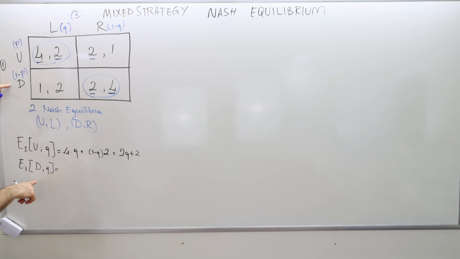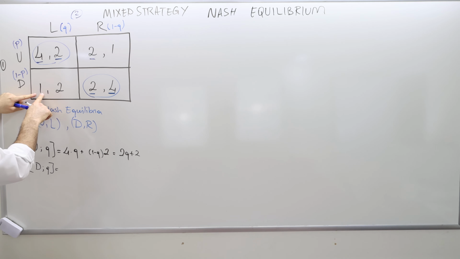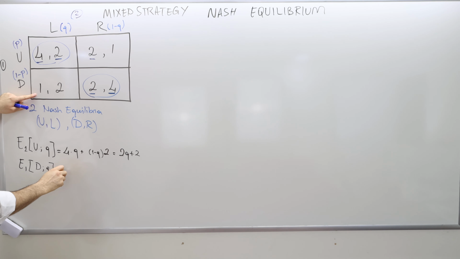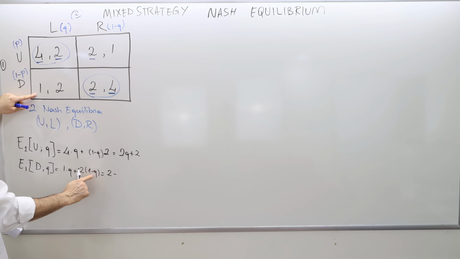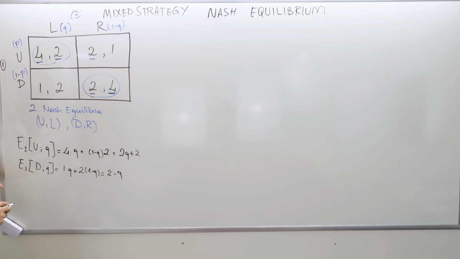So if the first player happens to play D, well, what would be his expected payoff? Well, it's either 1, which occurs only if player 2 plays left. So therefore, he's going to get 1 with Q probability and 2 with 1 minus Q probability. So it's going to be 2 minus 2Q plus Q, so it's going to be 2 minus Q. So these are the expected payoffs of player 1.